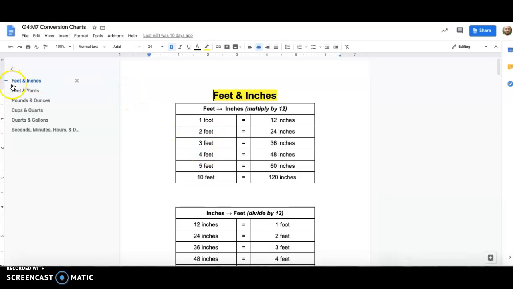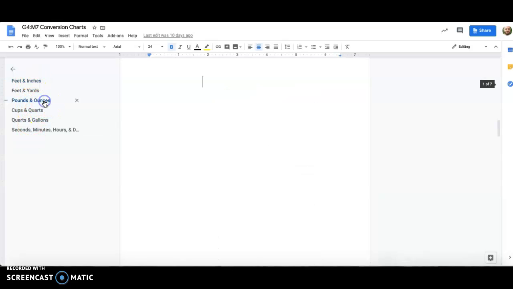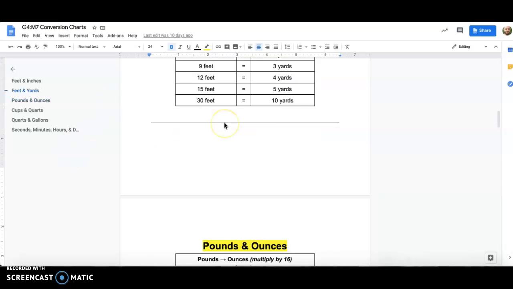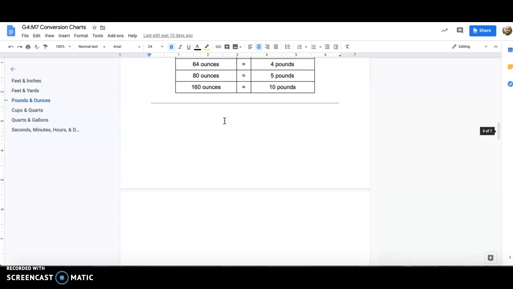And if you have the outline open, you can sort here on the side by what you're looking for. So if I know I'm working with a question with pounds and ounces, I can click this and it'll bring me right to the pounds and ounces. If you don't have the outline open, of course, you can just scroll to find what you're looking for.